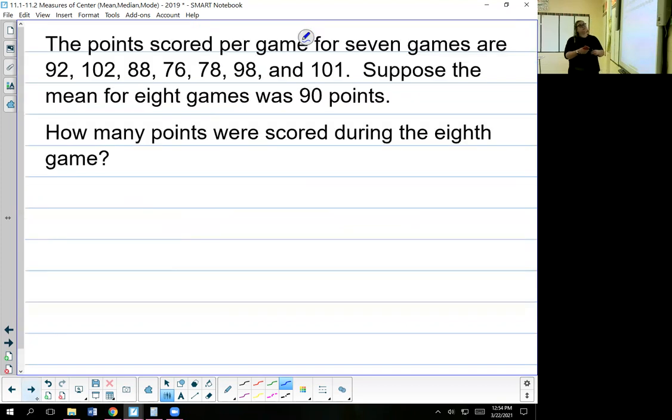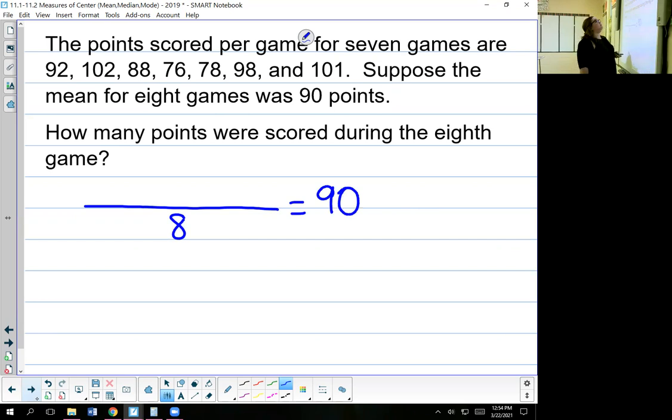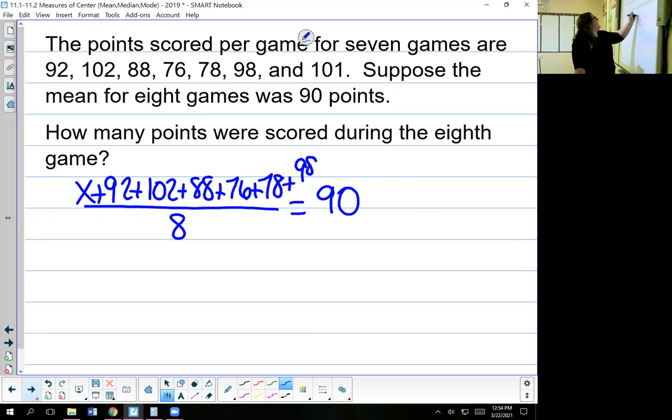Obviously one example, I think this one's one of the harder ones. Here we go. So if I have these points scored per game for 7 games, suppose the 8th game gives us basically an average of 90 points. How many points were scored during that 8th game? So whatever I have, I'm going to have to divide by 8, and I want it to equal 90. That's my new mean. So I have whatever is in the 8th game, and then 92, 102, 88, 76, 78, 98, 101, that's 7 games, and then an x, which is the 8th.